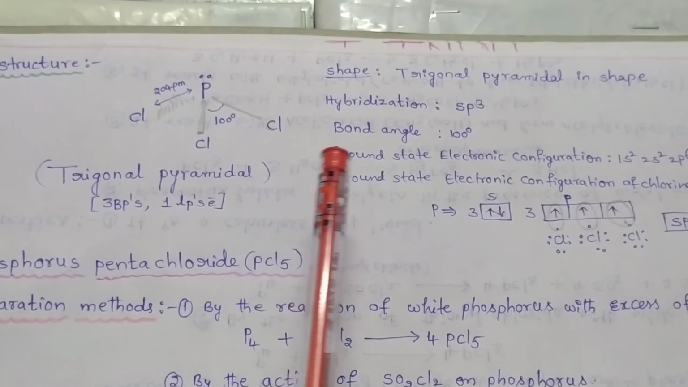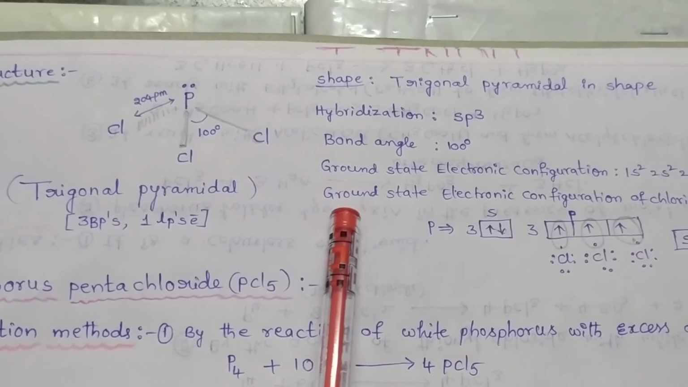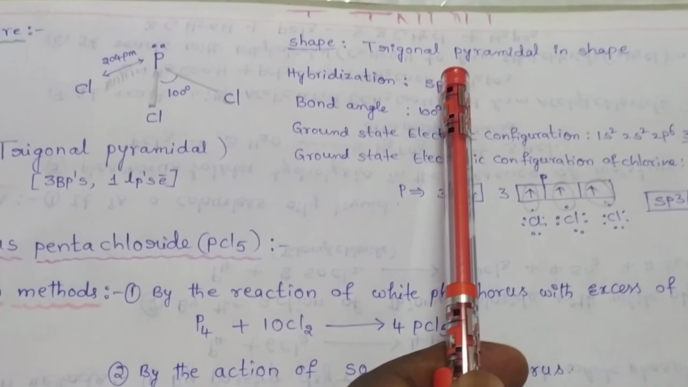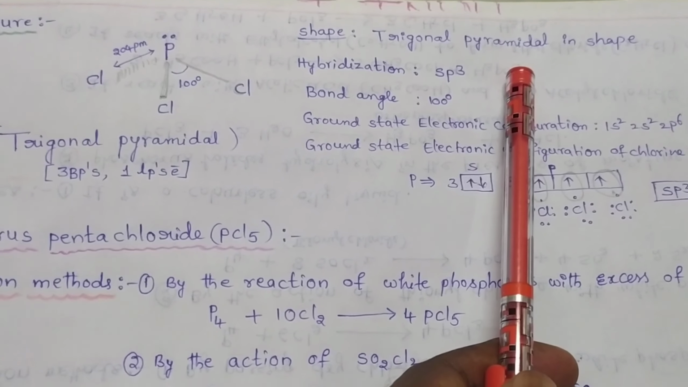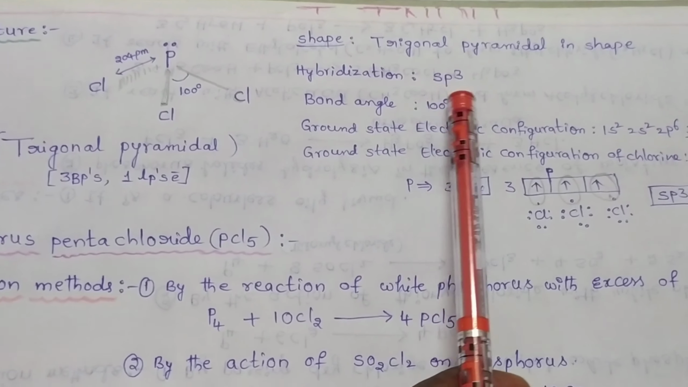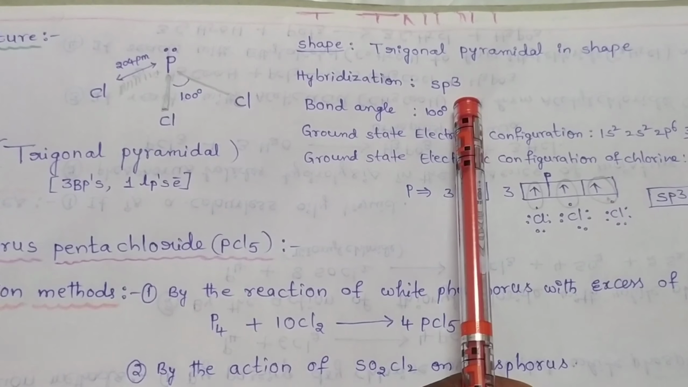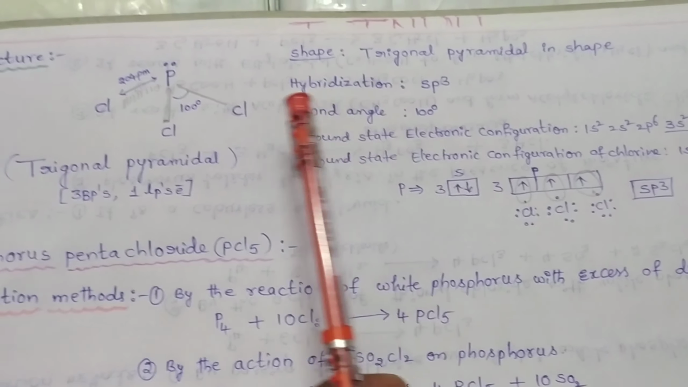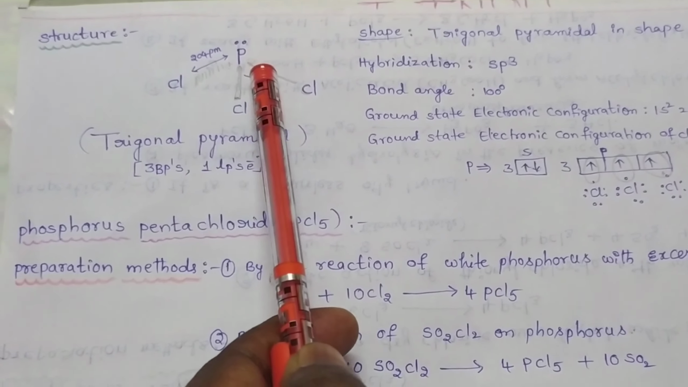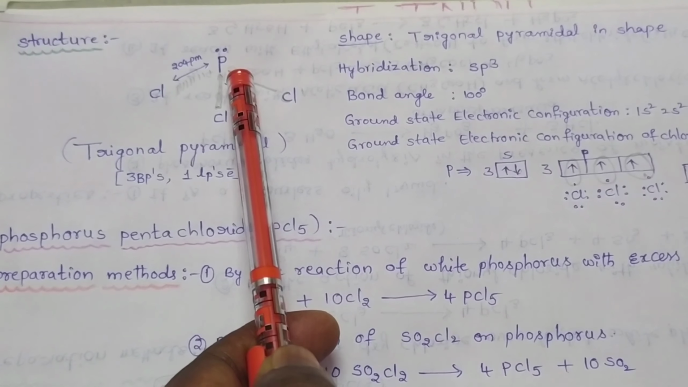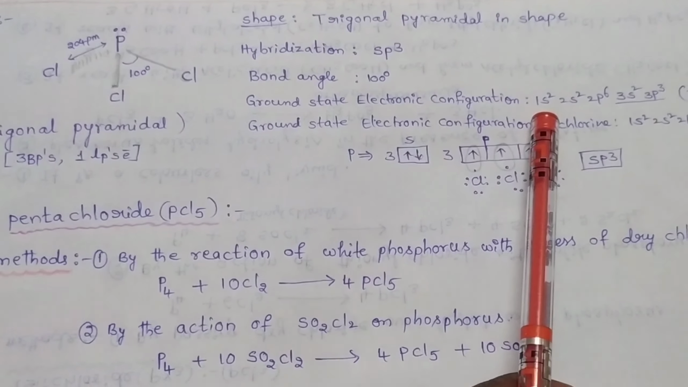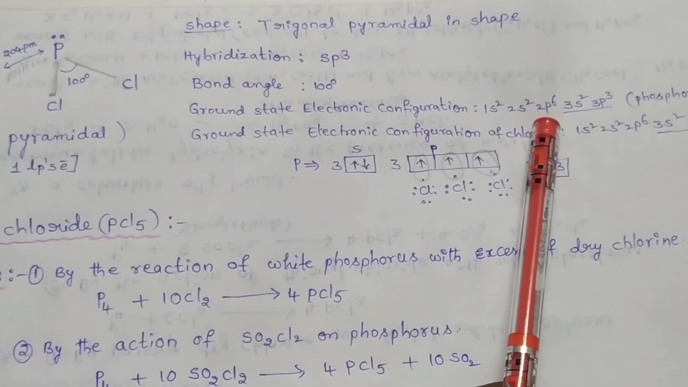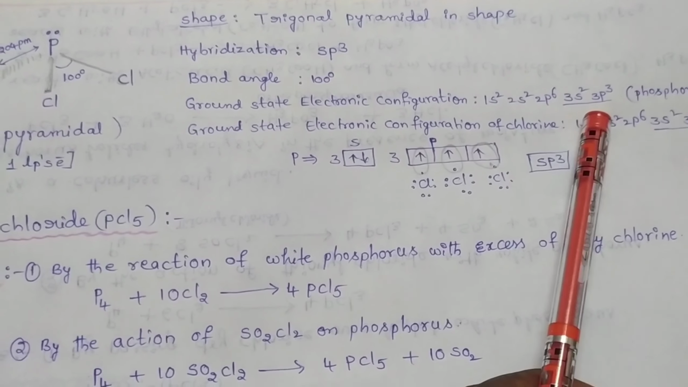Now we discuss the structure of phosphorus trichloride. Shape: phosphorus trichloride has a trigonal pyramidal shape with sp3 hybridization and a bond angle of 100 degrees. In phosphorus trichloride, phosphorus is the central atom. Its ground state electronic configuration is 1s2, 2s2, 2p6, 3s2, 3p3.